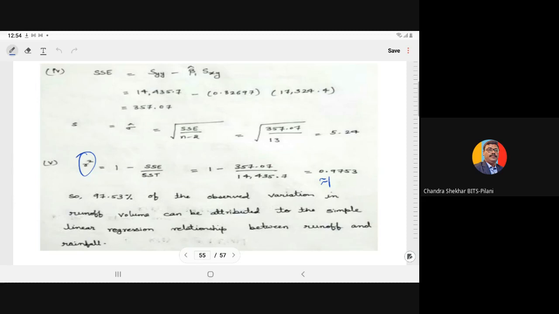So here we can have the conclusion. 97.53% of the observed variation in runoff volume can be attributed to the simple linear regression relationship between runoff and rainfall. So whatever estimated value of the runoff we get from the given equation for a particular rainfall, in 97% of cases it is the same as what we are expecting.